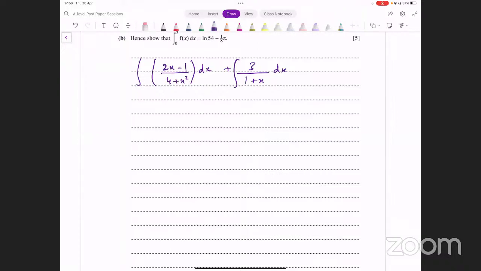It's a fraction. What rules can we apply on this? We could think of the log rule, ln rule. 4 plus x square का derivative क्या होता है? 4 plus x square का derivative is 2x. Numerator में आपके पास 2x तो आ रहा है, लेकिन उसके साथ -1 भी आ रहा है. So that is not going to work, right?